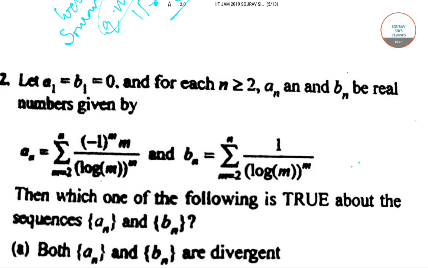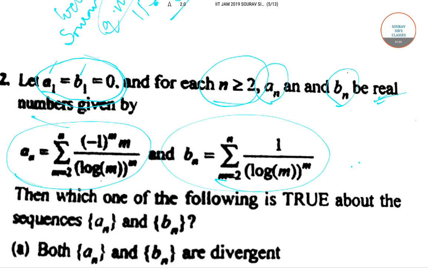In the question, the data given is that a1 and b1 are both equal to 0. Now let's see what these a_n and b_n are. For each n greater than or equal to 2, a_n and b_n are real numbers, and the values can be written in general form. So a_n is given as the summation for m from 2 to n minus 1, of (m log m) whole to the power m.